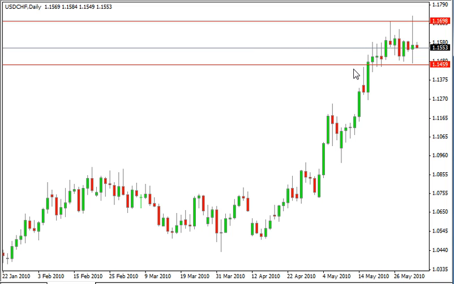So in the next session, look for this pair to go as high as 1.1711 and as low as 1.1427, with some support around 1.1486 and resistance around 1.1691.